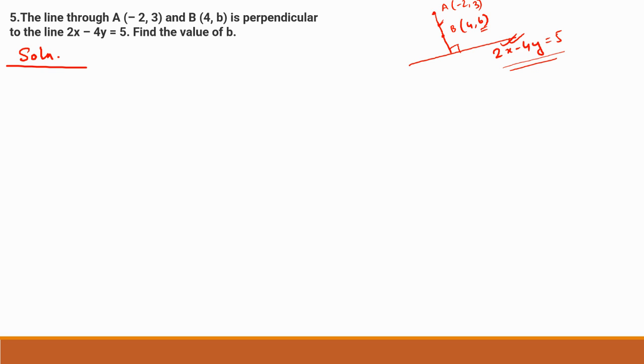Now, the slope of the given line 2x minus 4y equals 5 is, either you can write it like this because this will give us directly a half, right? When 4y is taken to the other side, 2 divided by 4 is half.